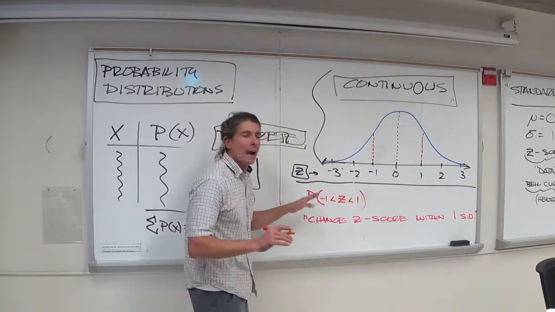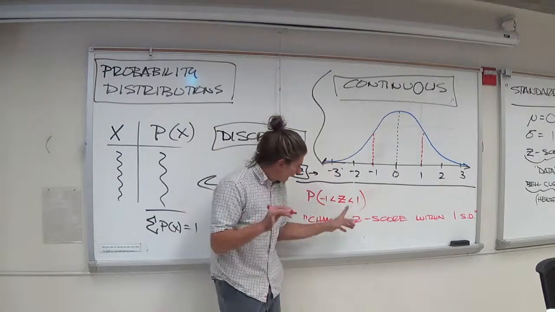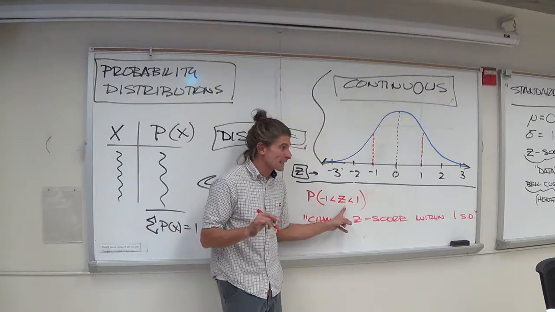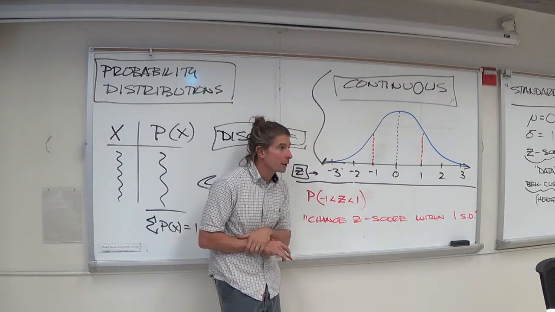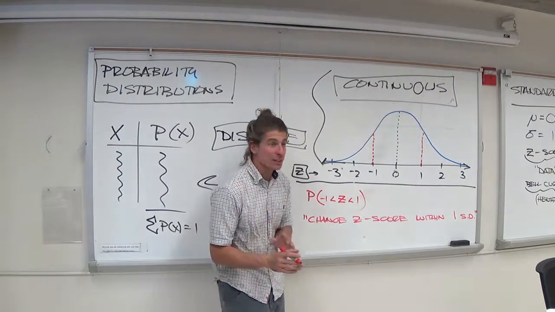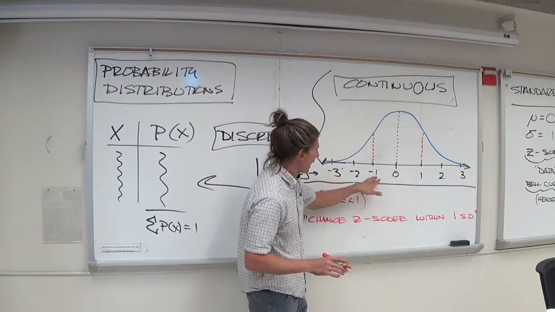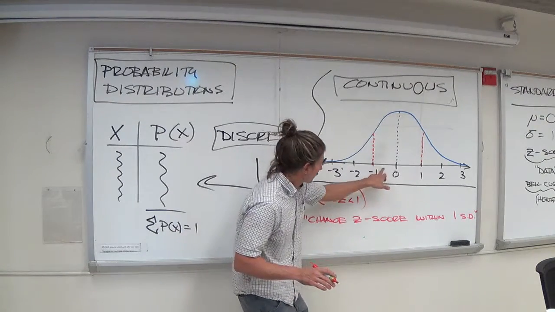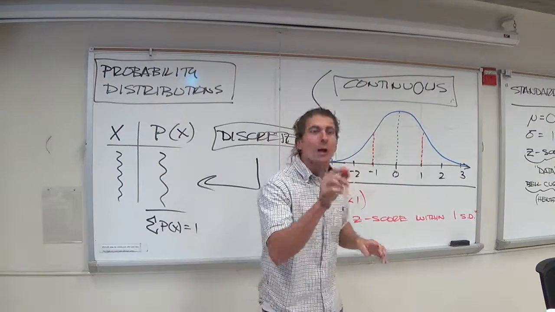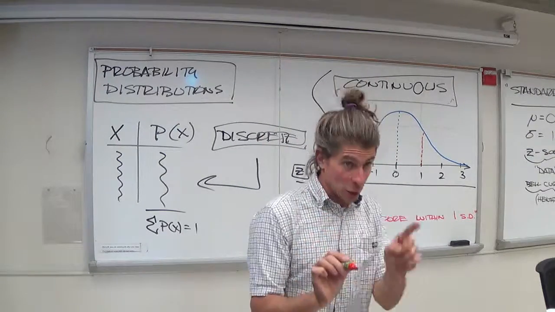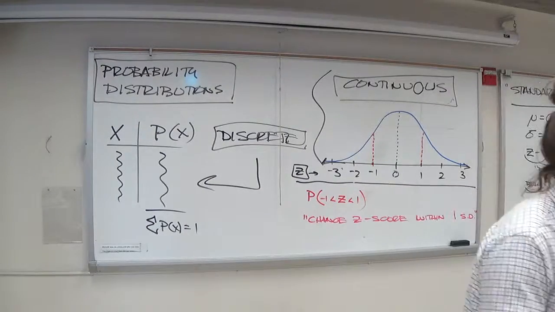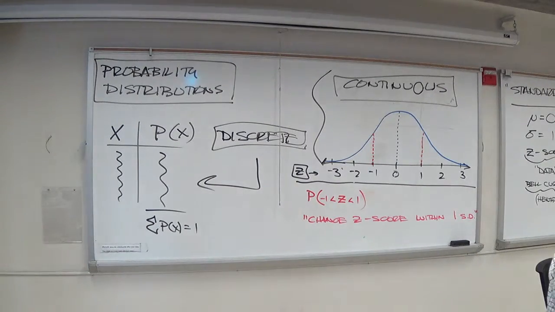All this means is, if I randomly select any z-score on this axis, what's the chance I select one between negative 1 and 1? Obviously, it's more likely to pick values near the middle, because the height is higher, so the likelihood is higher. So would that just be the 68%? Yes. We know the answer. My question is, where did that number come from?